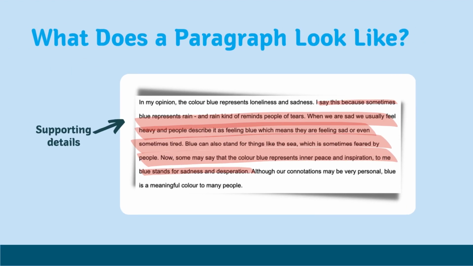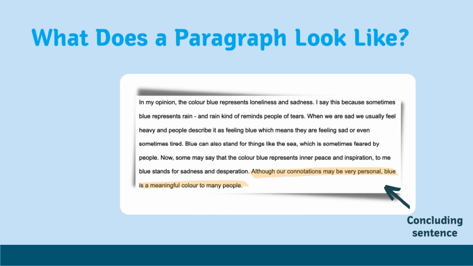Next, we have the supporting details. These are all the details that back up what the writer said in the topic sentence. Now, obviously, the topic sentence of this paragraph was about how blue represents loneliness and sadness. So the writer then goes on to expand on this and explain why this is true.